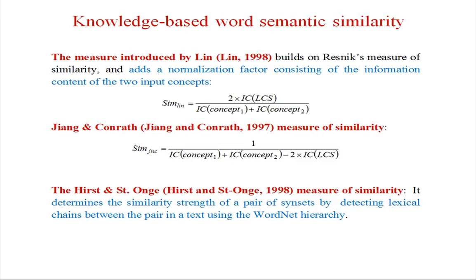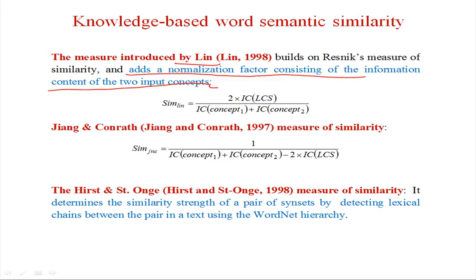Knowledge-based word semantic similarity. Next is the measure introduced by Lin. It builds on Resnik's measure of similarity and adds a normalization factor consisting of the information content of the two input concepts. Here, similarity is equal to 2 times the information content of the longest common subsumer, divided by the information content of concept 1 plus the information content of concept 2.